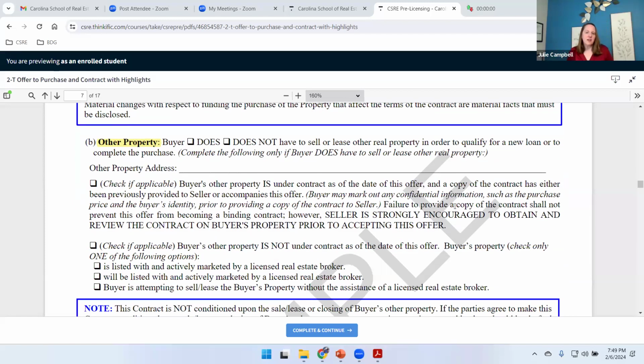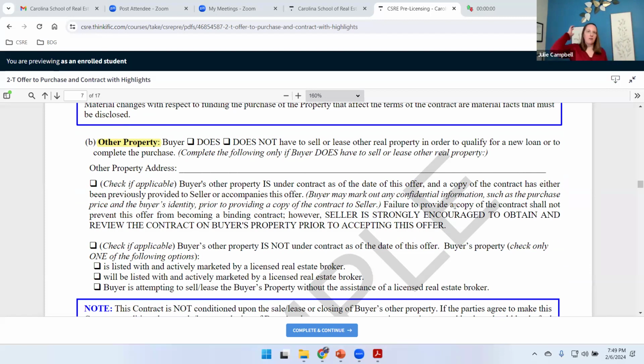The buyer has to represent that they do or do not have to sell or lease another property. Previously, we just said, hey, you should consider selling or leasing this out while we're still in due diligence. Now we need to represent to the seller if there is another property.